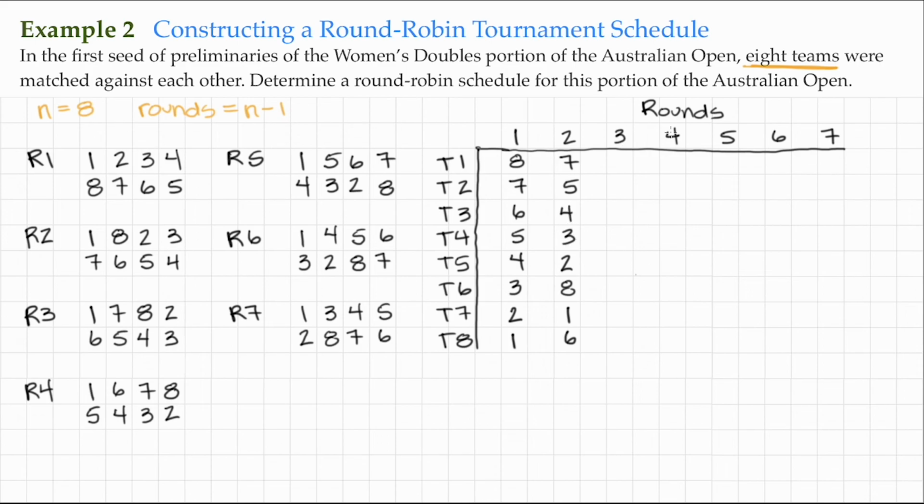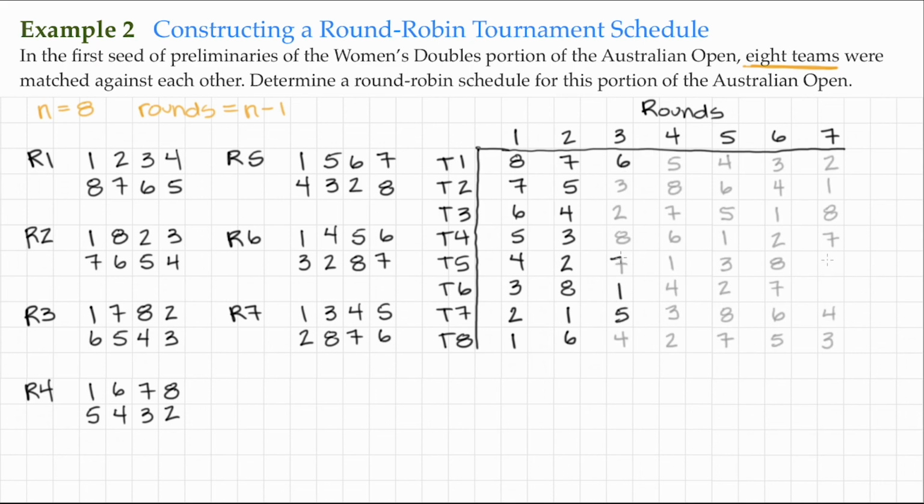And then we just go ahead and fill out for each round according to our pair-ups here. So we'll do that. I think we got them all. And there we go.